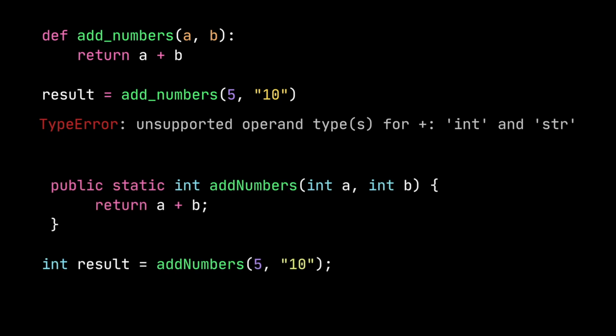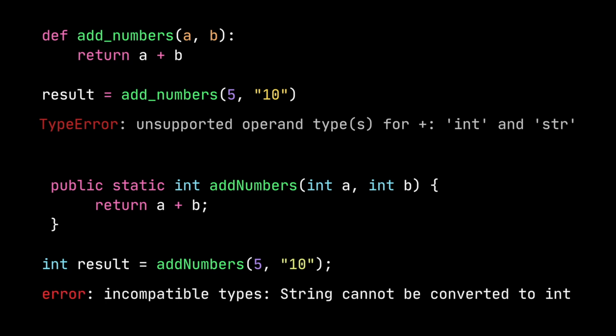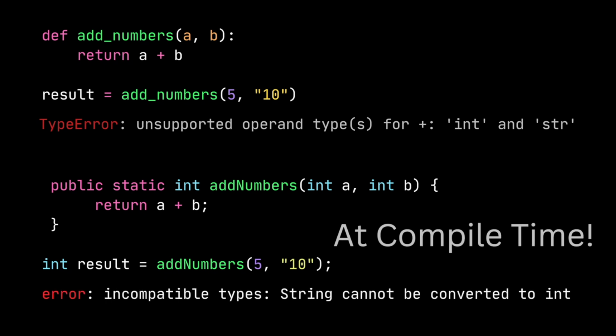Compare this to the same function written in Java. Since Java is statically typed, we have to specify the type of variables we define and parameters in functions. This is more boilerplate code, and we still get an error. But the difference is, this error happens at compile time, not at runtime. This means the program is never able to be run. We must fix this error before running our code.